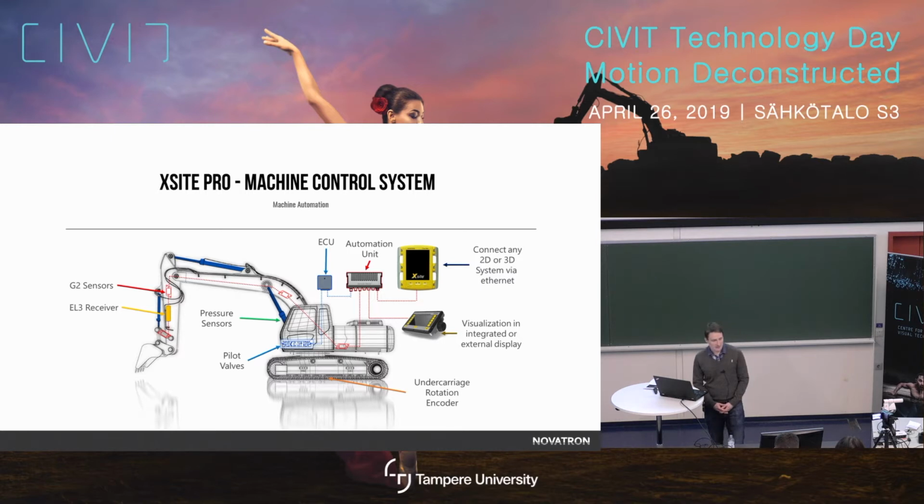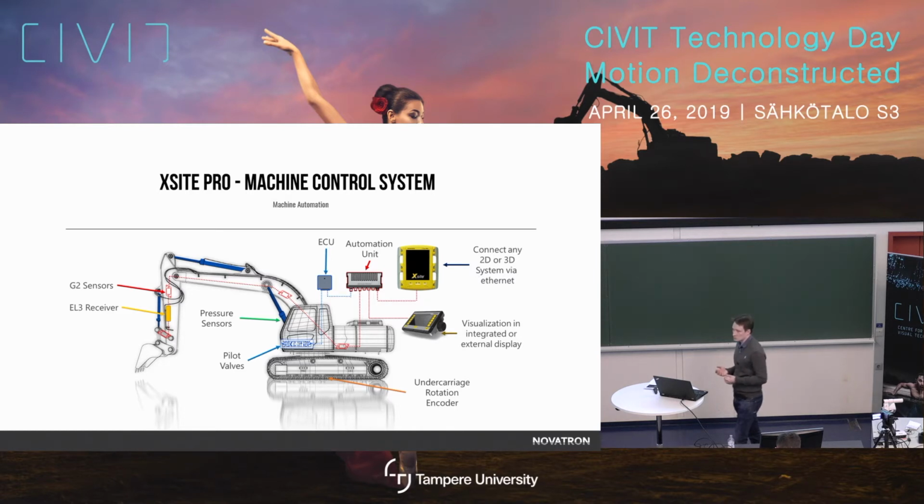So we will still have the G2 IMUs in the frame and the bucket and the arm and so on to actually get the kinematic chain. We will still have the GNSS pole to get the position, but what we will add is the automation unit, which will be connected to the ECU of the excavator. Through that we can get the sensor information of the pressures, of the locations of the sensors and so on, and we can control the hydraulic valves. So basically after that part we have control over the excavator.